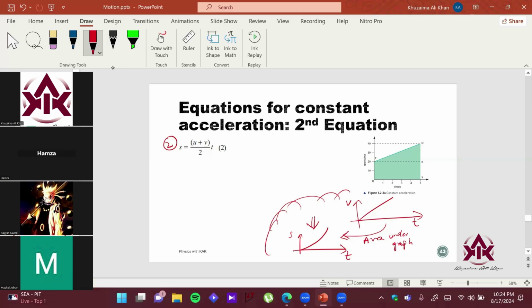Okay, so let's see what shape is this. Have you seen this shape before? What is the name of this shape? What shape is this? Yes, anyone. What is the name of this shape?